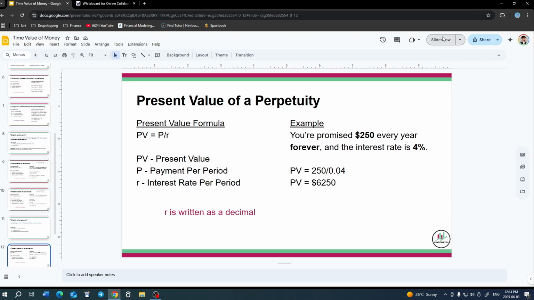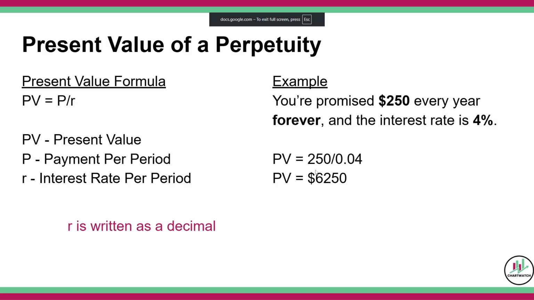So in this case, 250 divided by 0.04 gives you 6,250. So that top limit would be 6,250, and it will never go higher than that because it will add such small decimals. Now, future value of a perpetuity.